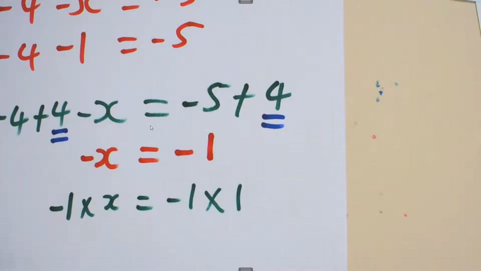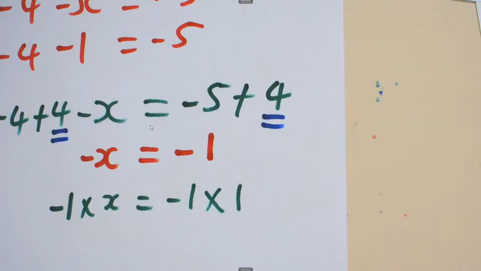Negative x means negative 1 by x. Negative 1 means negative 1 by 1. Now we are looking for the value of x. We want to know the value of x. Now we need to mathematically remove negative 1 by using what is called multiplicative inverse.